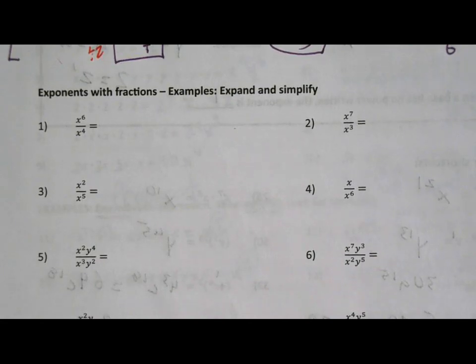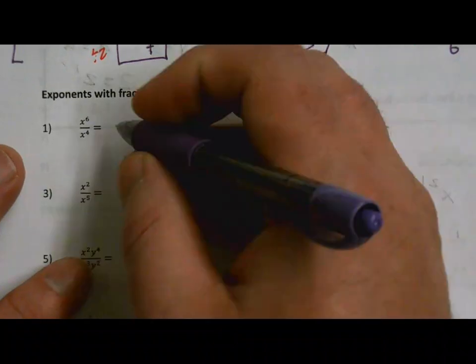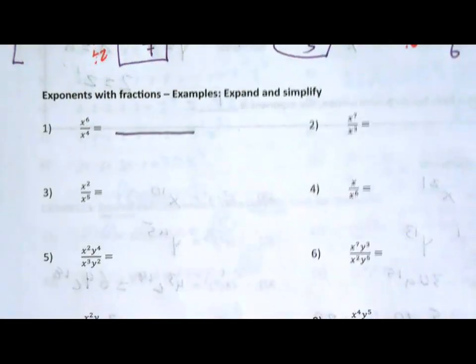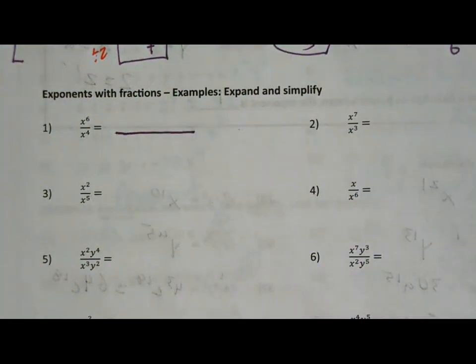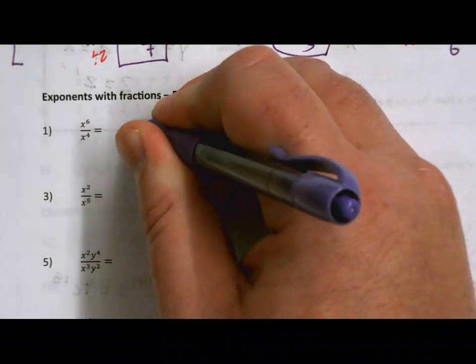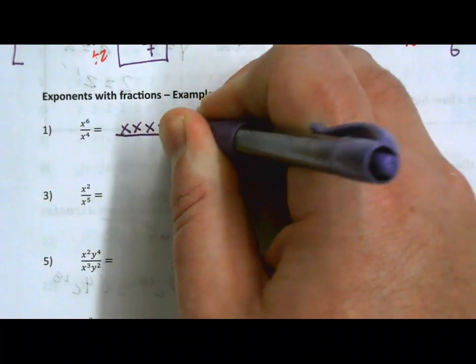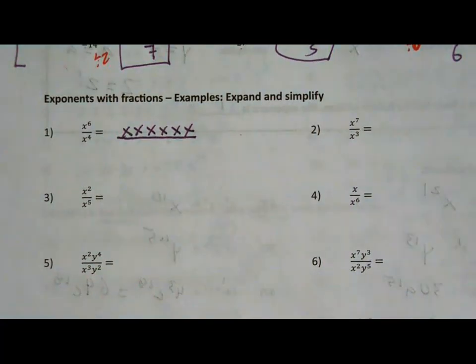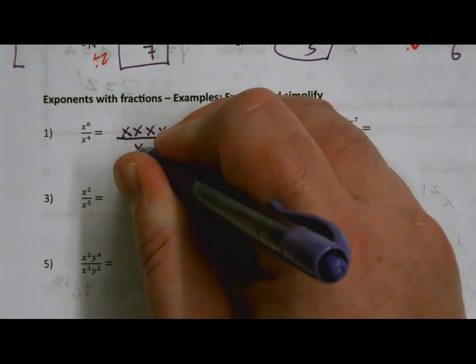Could you guys please work with me on number 1 here? This says x to the 6th over x to the 4th. So draw me a big fraction bar. Give me 6 x's on the top and 4 x's on the bottom. You don't need to put dots in between them. Just list them out. 1, 2, 3, 4, 5, 6 x's across the top and 4 x's on the bottom. 1, 2, 3, 4.